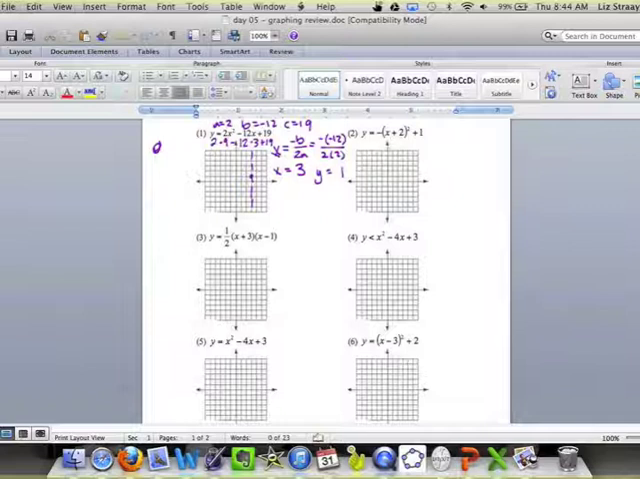So it might be easier then in these kind of extreme cases to pick something closer to where your vertex is, and that'll keep your numbers more manageable. So I'm going to choose to plug in x is 2. And again, remember, you can feel free to use your calculator to do your arithmetic. And I get an answer of y equals 3.